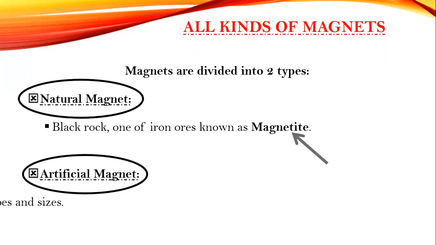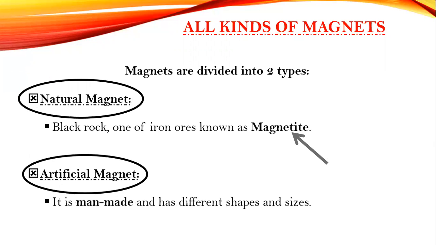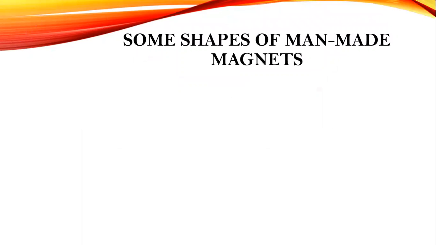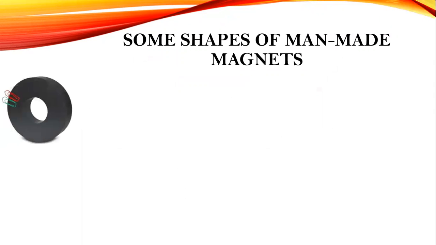While artificial magnet is a man-made magnet. It's a natural magnet processed in the factories, so it becomes an artificial magnet, man-made, with different shapes and sizes. Not all magnets are of the same shape or size. Here, there are some shapes of man-made magnets.